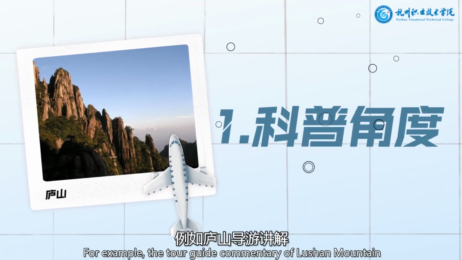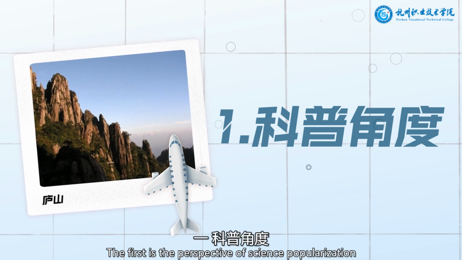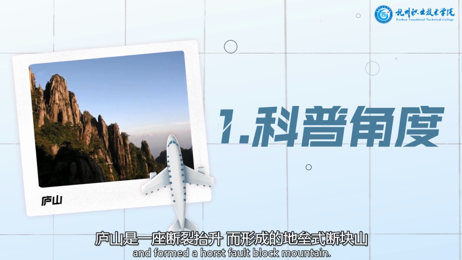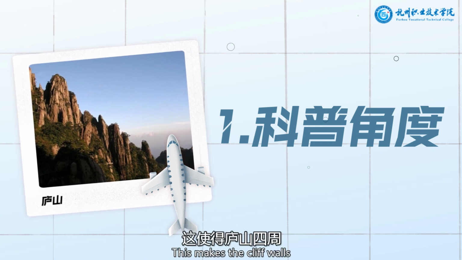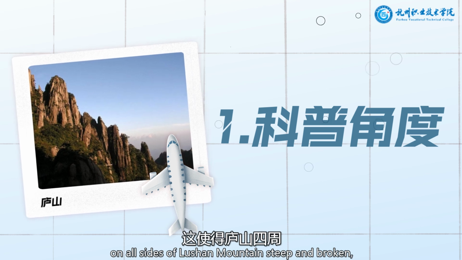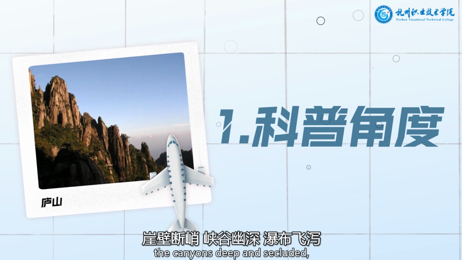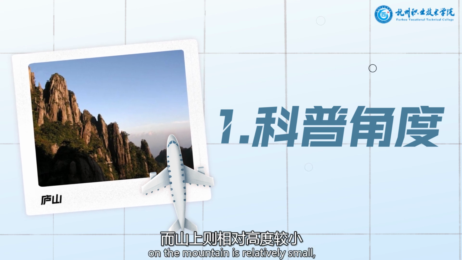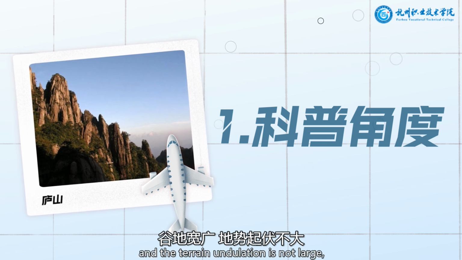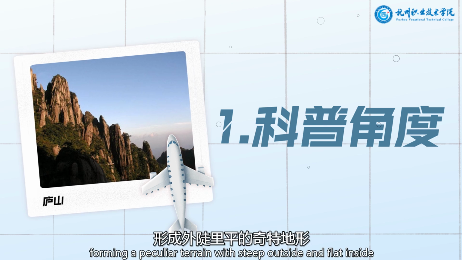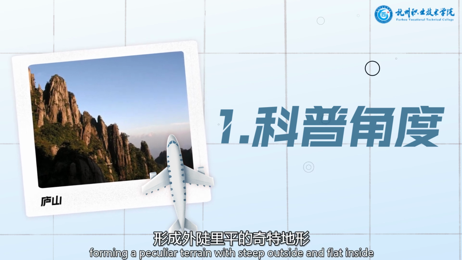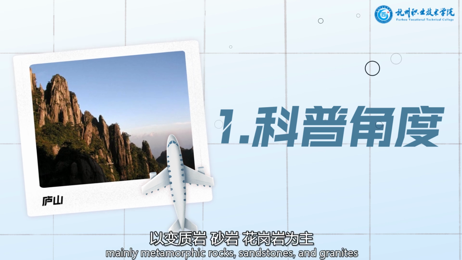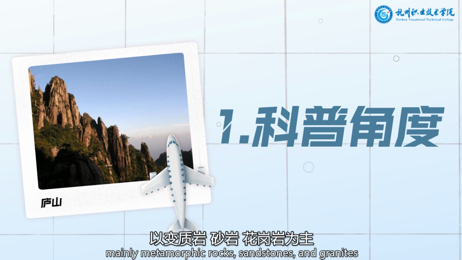For example, the tour guide commentary of Lushan Mountain. The first is the perspective of science popularization. Lushan Mountain is a fault uplift and formed a horst fault block mountain. This makes the cliff walls on all sides of Lushan Mountain steep and broken, the canyons deep and secluded, and the waterfalls flying down, while the relative height on the mountain is relatively small. The valleys are broad, and the terrain undulation is not large, forming a peculiar terrain with steep outside and flat inside. The attributes of Lushan Mountain's rocks are complex, mainly metamorphic rocks, sandstones, and granites.